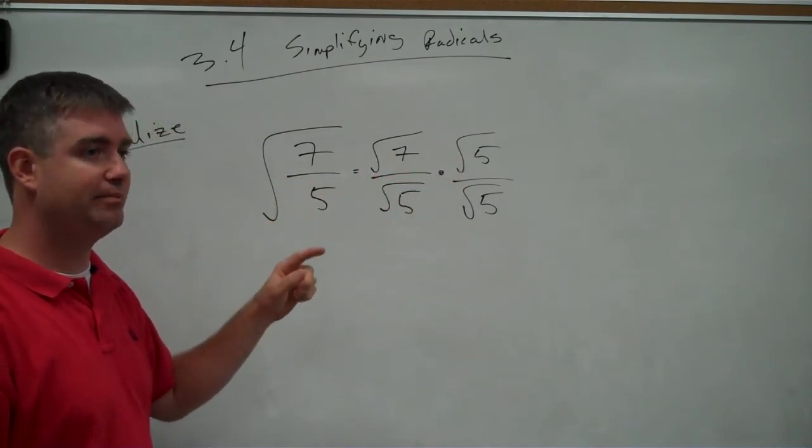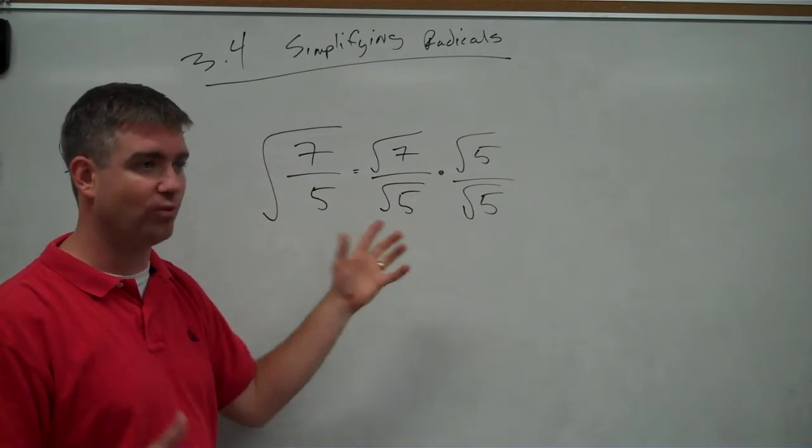Now, how did we come up with multiplying by root 5 over root 5? Where did that come from?